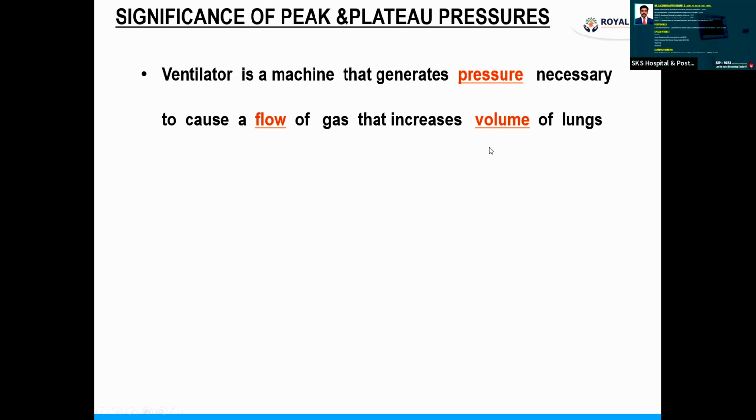For this volume of gas to go into the alveoli, it needs a flow of gas, and that flow of gas needs a pressure gradient. That generation of pressure gradient is what is being done by the ventilator. So the ventilator is nothing but a machine which generates this pressure gradient.